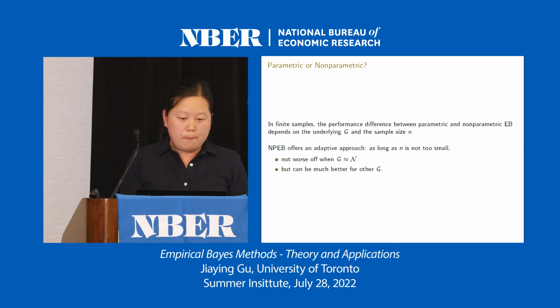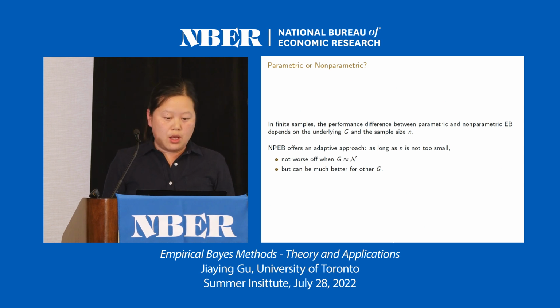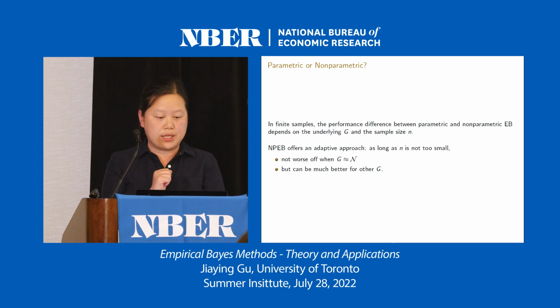OK, so now comes the question. We have two tools, parametric shrinkage and non-parametric shrinkage. Which one should we use, right? So in finite samples, the performance difference between the parametric and the non-parametric method is going to depend on the underlying G, how the distribution of the vector alpha looks, as well as the sample size.